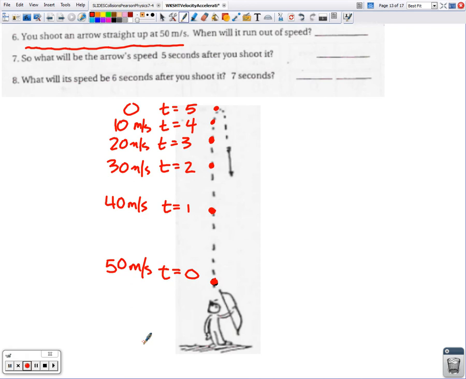Hold on, relax. All right, first, are we okay with these dots and these numbers? Yes.